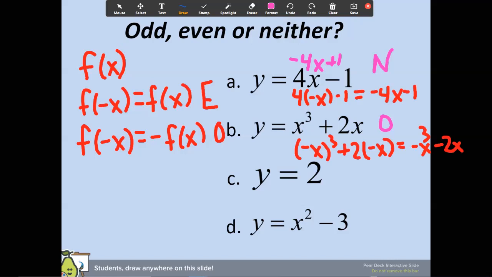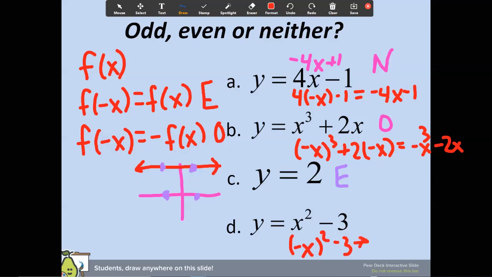For the next one, I have no x to plug into. For all positive x's, I'm going to get 2 because this is a line. The line is y equals 2. It doesn't matter if I'm dealing with a positive x, I'm going to get 2, or a negative x, I'm going to get 2. I always get 2. So this one is going to be even. My positive and negative x are going to be the same. On my last one, negative x squared minus 3, I'm going to get a positive x squared minus 3, which is exactly the same. So this is going to be even.